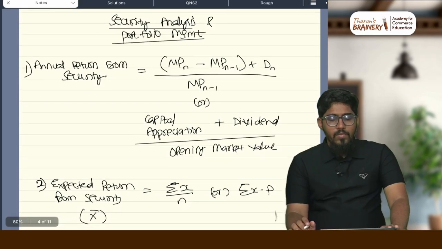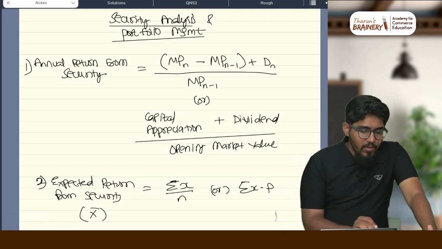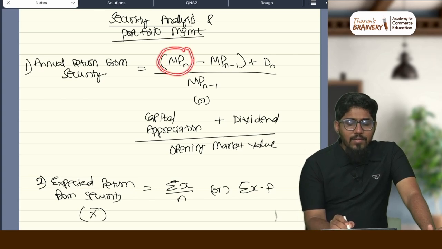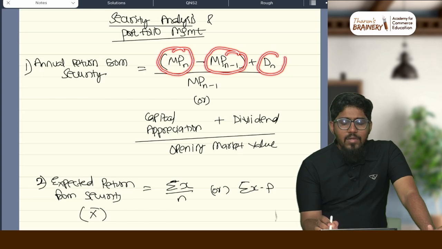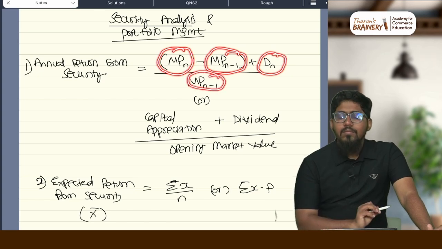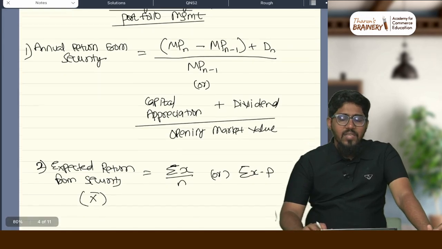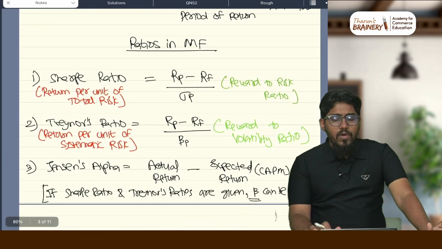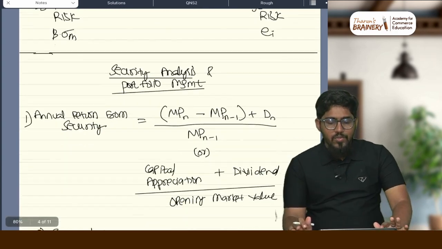Sir, what is the annual return from the security? The market price at the end minus the market price at the beginning, plus the dividend that I received, divided by the market price at the beginning. Similar to what we see from the mutual fund return. Same thing, only annual return from the security. So we are coming into security analysis and portfolio management. These ratios for now you just keep on hold. First we will learn how to calculate return from portfolio, return and the sigma, and then we will come on to the ratios part.